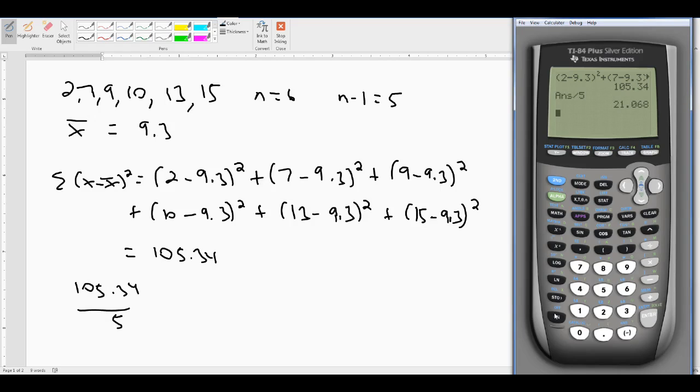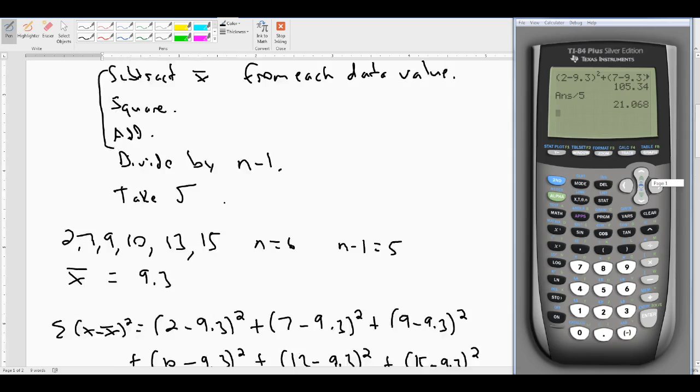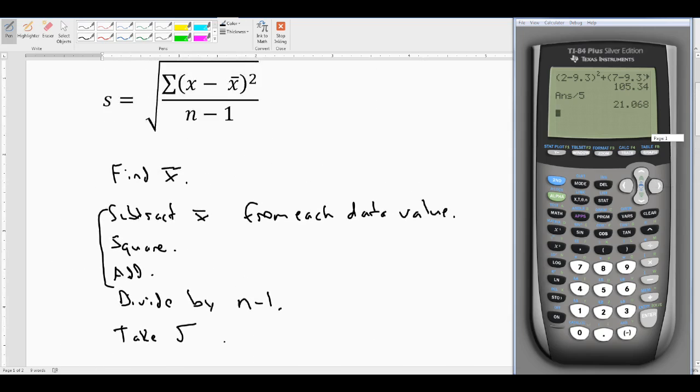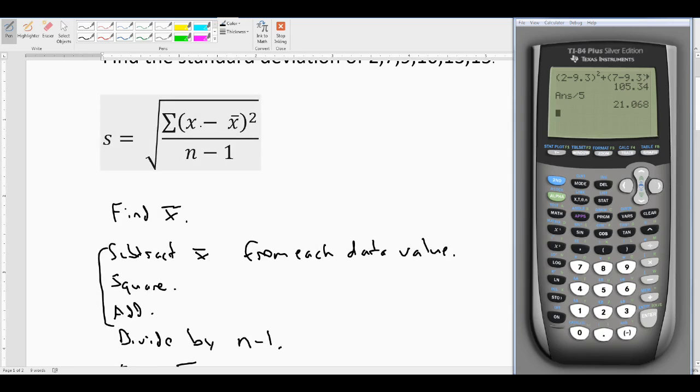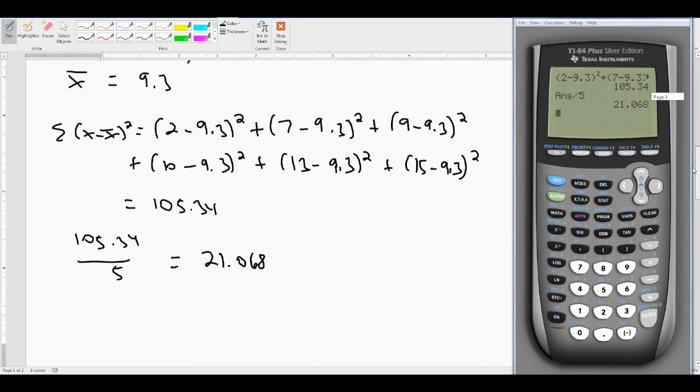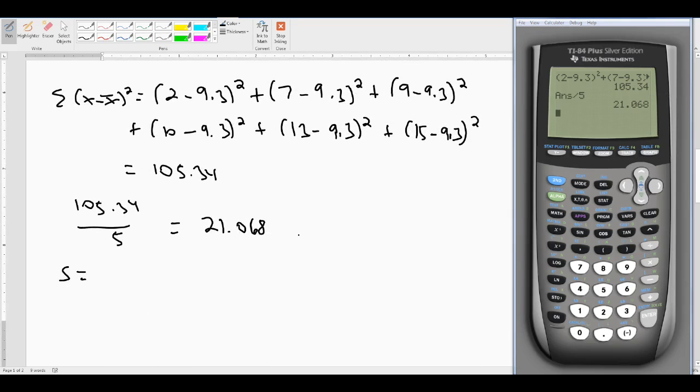I'm doing it step by step now. And we get 21.068. And then the last step, according to the formula, I'm just following the formula. Added up all those data values minus the mean squared, and then divided by 5 because that was 6 minus 1, because 6 data values minus 1 is 5. Last step is to take the square root of that answer. That's going to give us the standard deviation. So second square root, 21.068, and we get about 4.59.